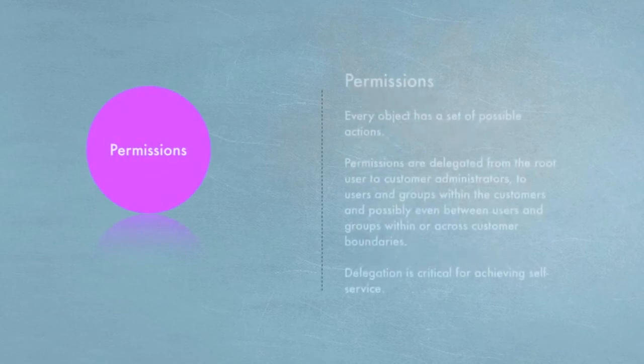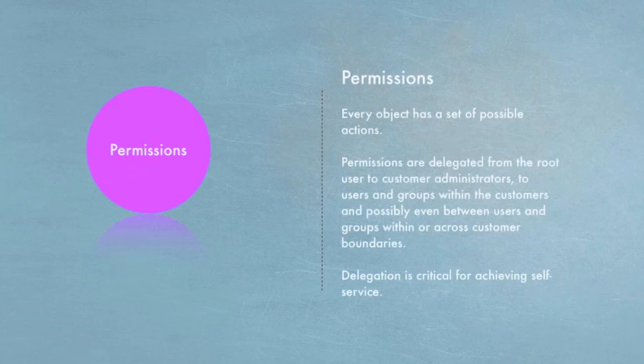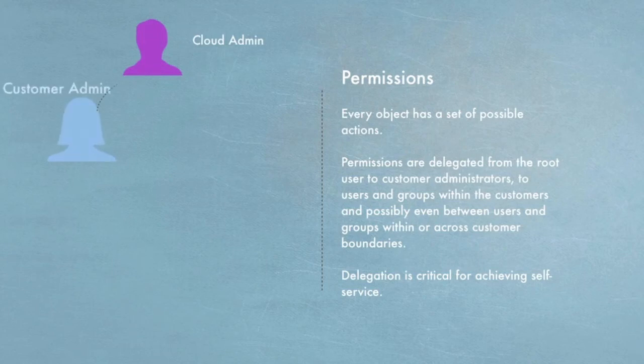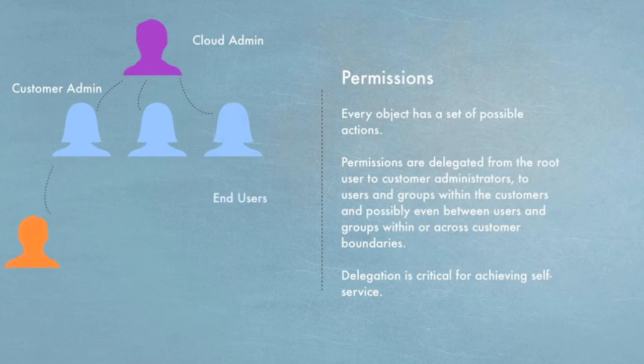Every object has a set of possible actions. So far, the objects we've discussed are vEthernets and security lists. For every action on every object, users and groups, which we download from Active Directory or LDAP, can be granted permissions. Permissions are delegated from the root user to customer administrators, which in this case the customers are finance and engineering, then to users and groups within the customers. Permissions can even be delegated between users and groups within or across customer boundaries.